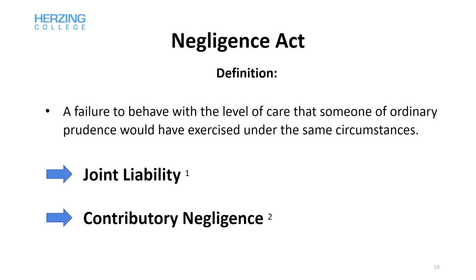Now, elements of tort. The elements of tort must be proved. Wrongful act plus causation plus quantifiable harm equals tort. A negligent act, or a negligence act, is a failure to behave with the level of care that someone of ordinary prudence would have exercised under the same circumstances.